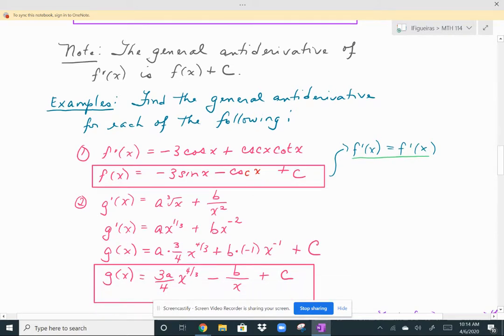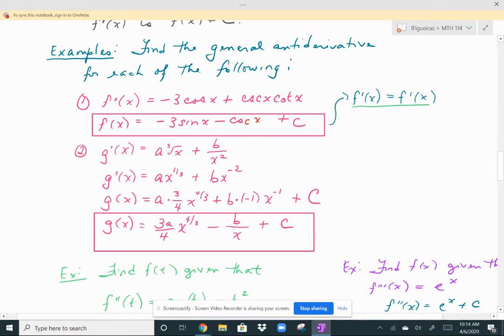Okay, so here's another one. You're given that g prime of x is equal to a cube root of x plus b over x squared. So the first thing I'm going to do is rewrite both terms so that my variable is in the numerator and written with an exponent instead of the radical, like in the first term. So that means that g prime of x is a x to the 1/3, and b over x squared becomes b x to the -2.